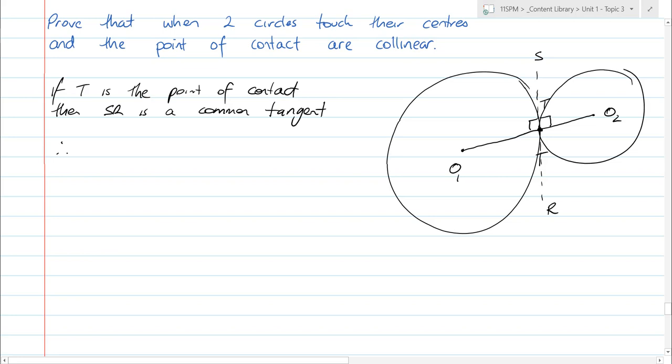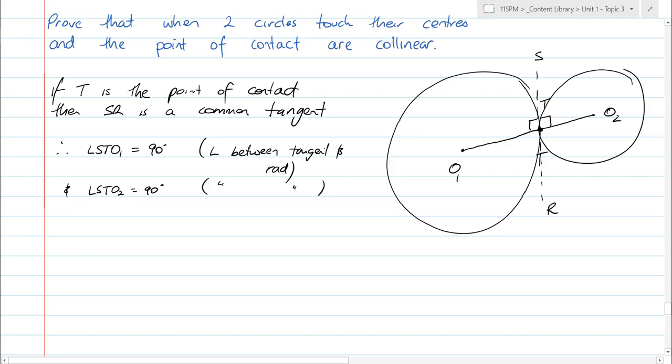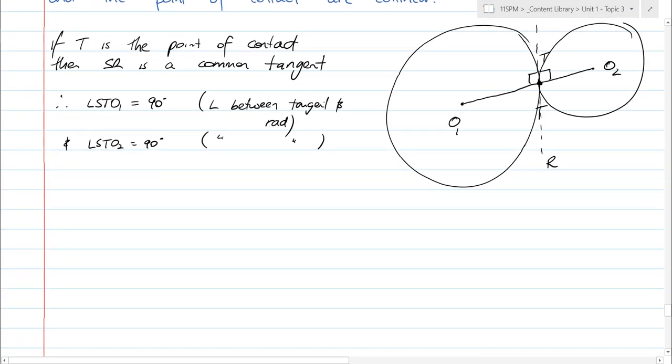And now I can say, therefore, angle STO1 equals 90 degrees. This is the angle between a tangent and radius, and angle STO2 equals 90 degrees for the same reason. I'm just going to be lazy and do that, and you can do that in your exam. I don't mind if you use the same reasoning there.